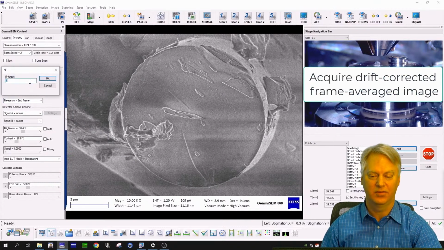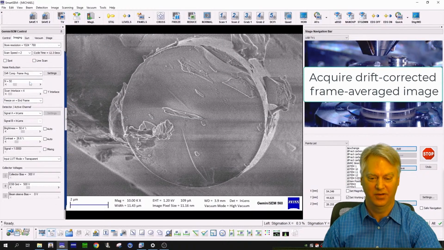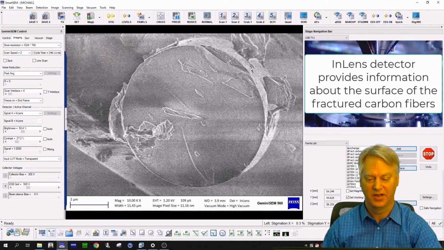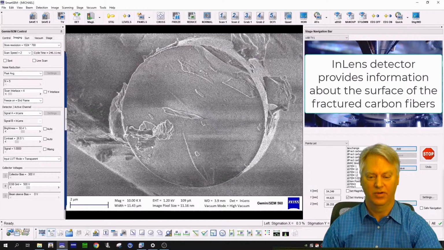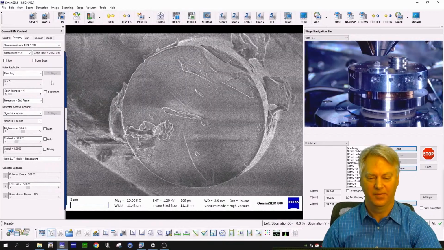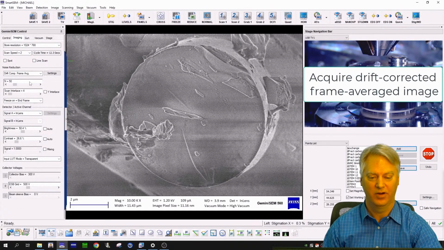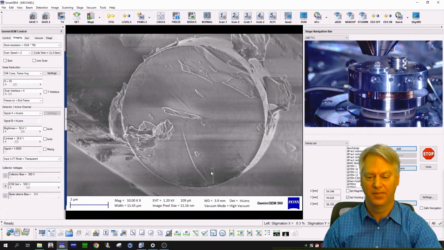The typical way of doing this would be to go into the high vacuum and do a very fast scan speed to try to minimize the amount of charging, and then to do drift corrected frame averaging so that it sums up quite a few, in this case 50 different frames, and then the signal to noise is greatly improved. So that's a standard way of doing things if you don't have any recourse, you're stuck in high vacuum mode.